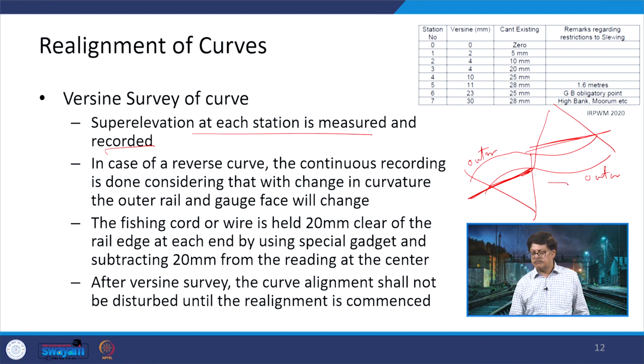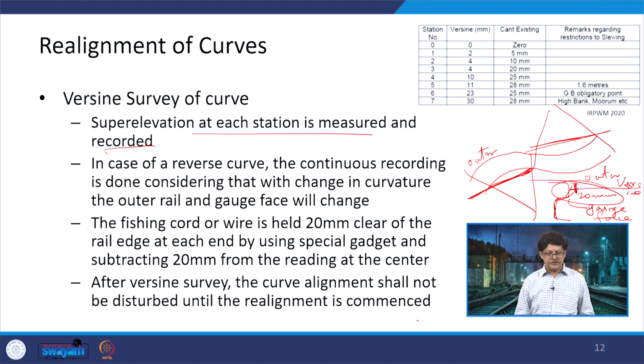So, we are talking about the gauge face. This is the gauge face which we are working with, which we discussed. At 20 mm distance we are holding the cord. Obviously, when you hold it 20 mm here and you record anything in terms of a Versine V, we need to reduce this particular value. So, it says the cord is held 20 mm clear of the rail edge at each end by using special gadgets, and it is subtracted from the reading at the center.